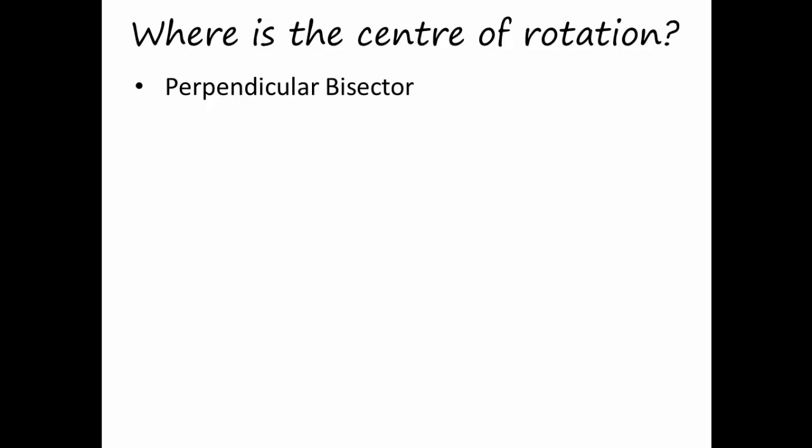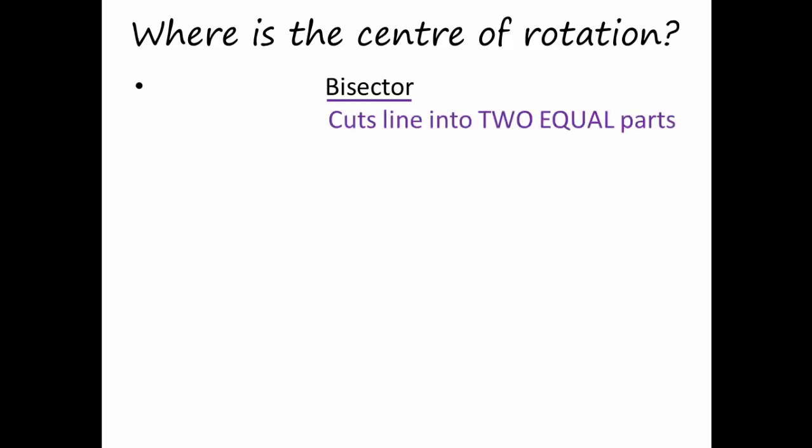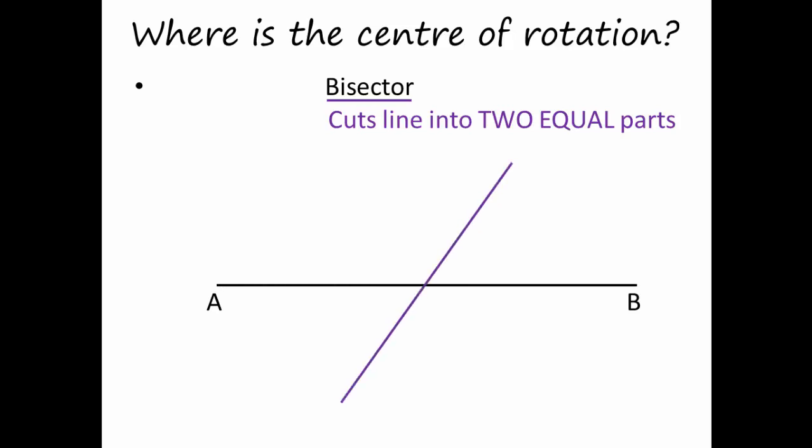Whew, this is a long word. Let's split it up first. Let's look at bisector first, this word right here. What does bisector mean? A bisector cuts a line into two equal parts. So for example, if you have line AB, the bisector for this line AB would look like that. It basically cut AB into two equal parts.